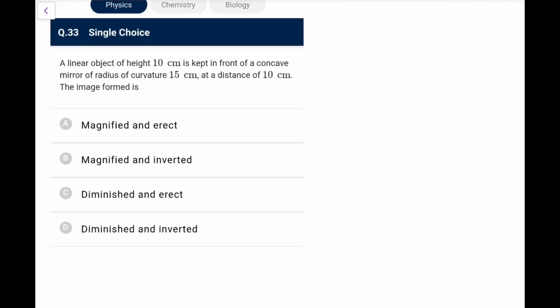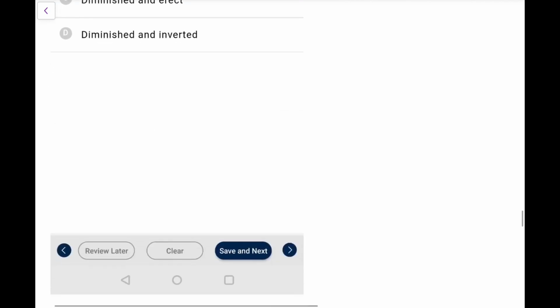A linear object of 10 cm is kept in front of a concave mirror of radius of curvature 15 cm at a distance of 10 cm. The image formed is? Because the radius of curvature is 2f, the object is between f and 2f, so the image will be magnified and inverted. That is, you can go for option B. Nothing to do, no need to solve the question.